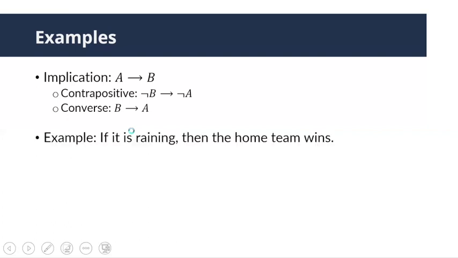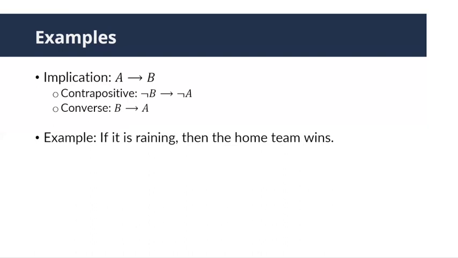So the example of the implication is, if it is raining, then the home team wins. In order to write its contrapositive or converse, we need to be able to identify which one is A, in other words the hypothesis, and which one is B, in other words the conclusion. Since this one is in its standard if-then format, we know A should be it is raining, B should be the home team wins.